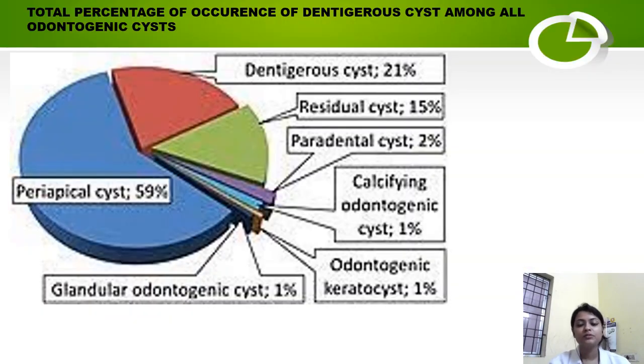Now coming to the total percentage of occurrence of a dentigerous cyst among all the odontogenic cysts. If we are considering occurrence of the cyst in the oral cavity, then periapical or radicular cyst is the most often. But if it is of odontogenic origin, then dentigerous cyst is mostly common. About 21% among all the odontogenic cysts, dentigerous cyst occurs commonly.